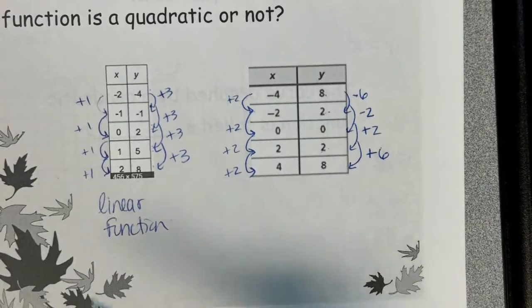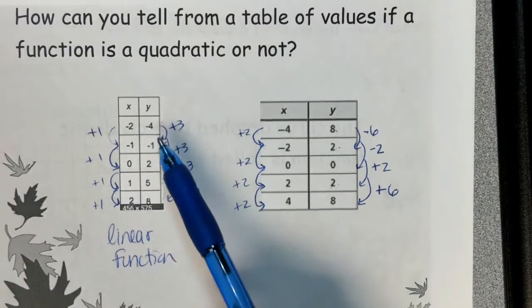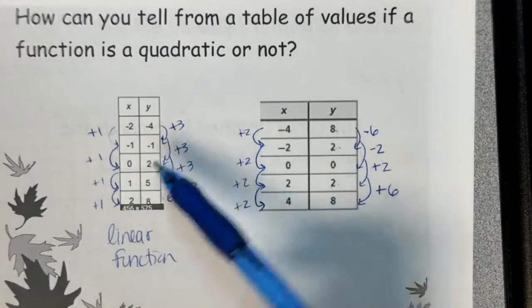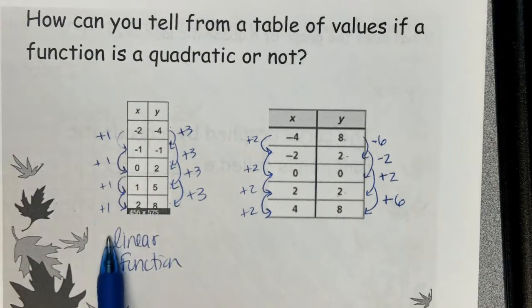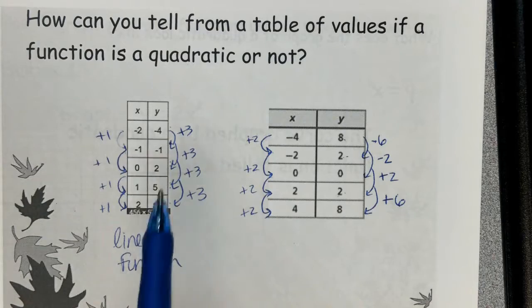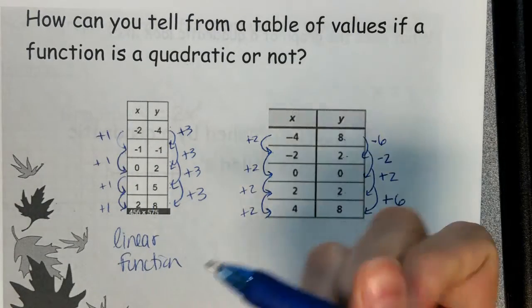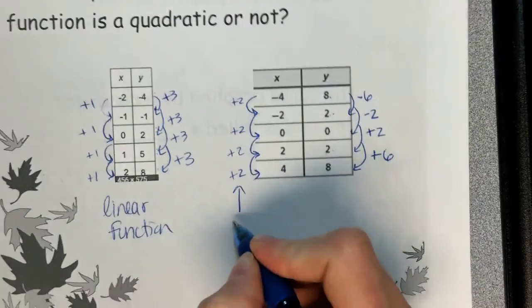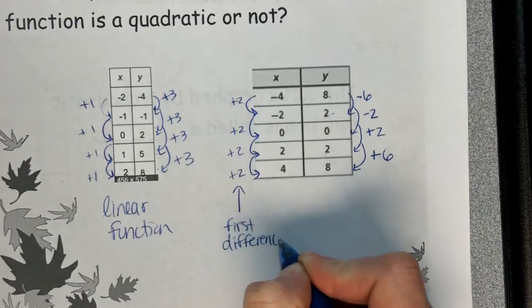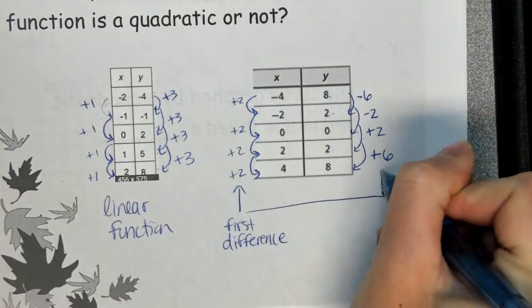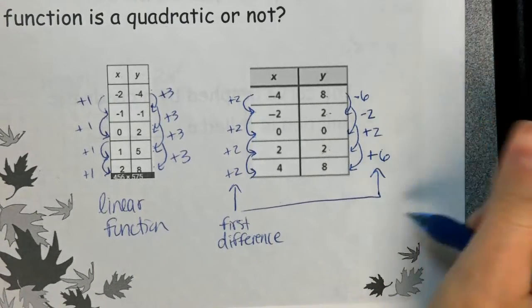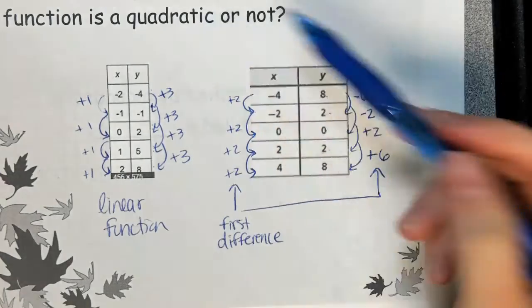So when we talked about linear functions, it was important to remember that we call this the first difference. And when we had the first differences in the x values consistent and the first difference in the y values consistent, we knew that was the definition of a linear function. So this is the same thing. I'm going to call this also the first difference, as well as this is also the first difference. Now, we're actually going to look at the second difference to decide if this is quadratic or not.